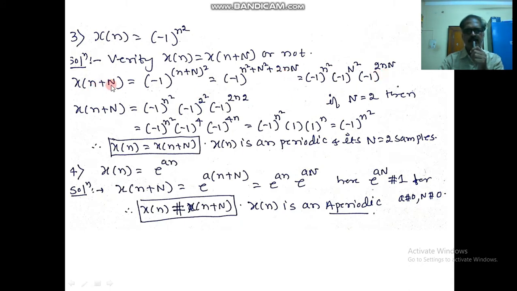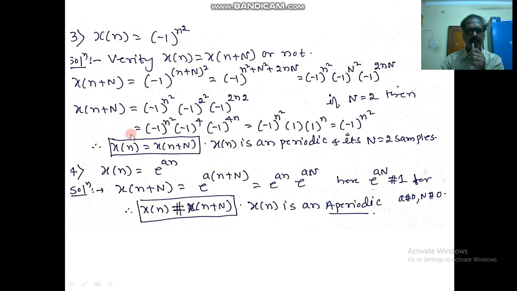Suppose for x of n plus capital N, I should get (-1) to the power of n square. This value only I have to retain, meaning these two terms will become 1. For what values of capital N will this term become 1? If I place capital N equals 2 here, 2 square is 4, (-1) to the power of 4 is 1. Also 2 into 2 is 4, (-1) to the power of 4 is 1, and 1 to the power of n is 1. Therefore 1 into 1 is 1. So if I place capital N equals 2, then the total value becomes 1.